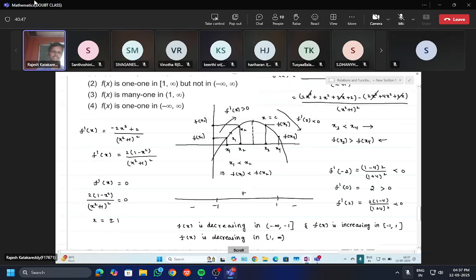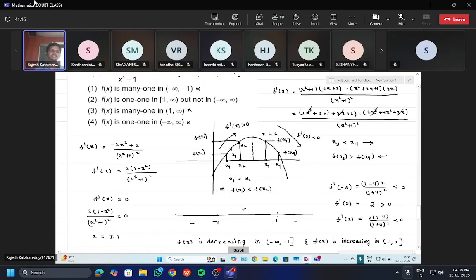If you see, for third option, they have mentioned f of x is many-one. That means f of x is neither increasing nor decreasing in the interval 1 to infinity. But just now we have seen it is increasing, so discarding this option. Now seeing this overall for all real numbers minus infinity to plus infinity, function f of x is neither increasing nor decreasing, therefore it cannot be one-one. Now the remaining is like f of x is one-one in 1 to infinity, correct? But it is not one-one in minus infinity to plus infinity.